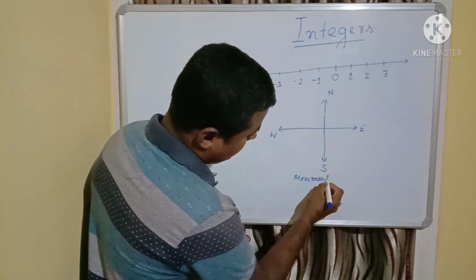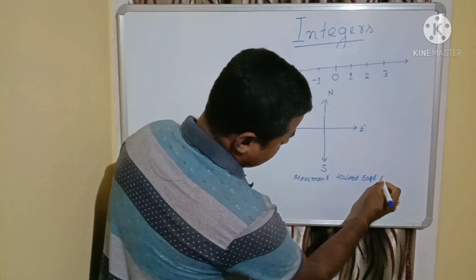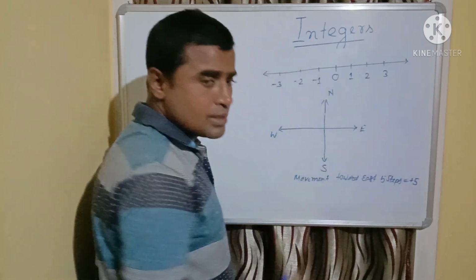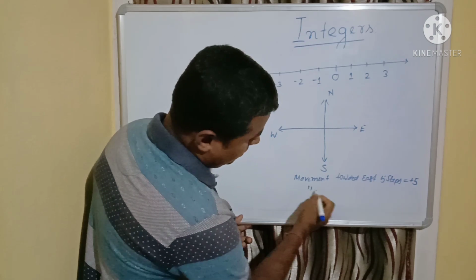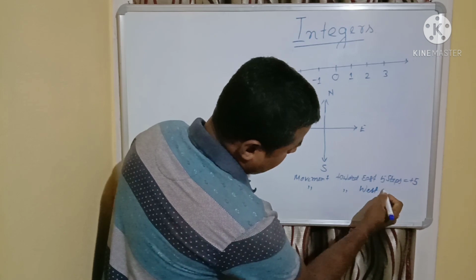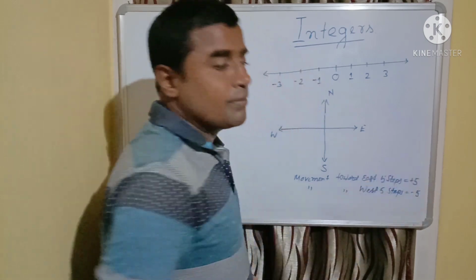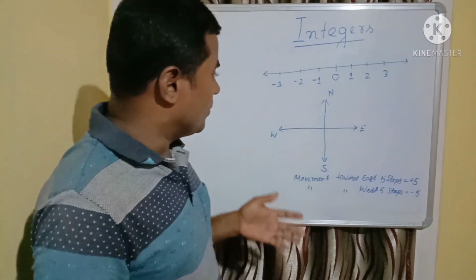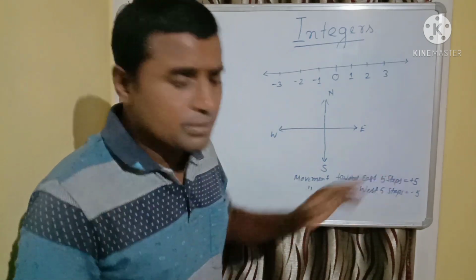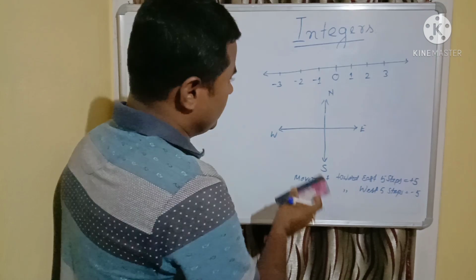Movement towards east 5 steps, you may write plus 5. Then similarly, movement towards west 5 steps becomes minus 5. In this way, with the help of integers we can represent this type of steps.